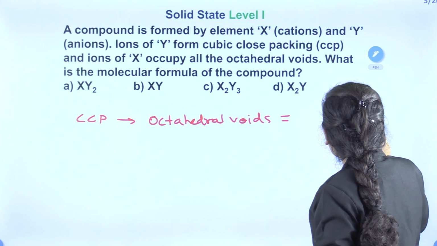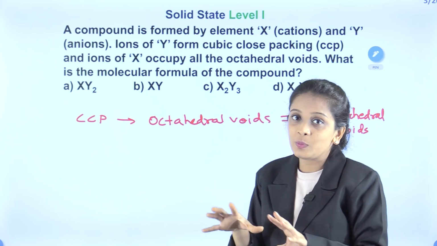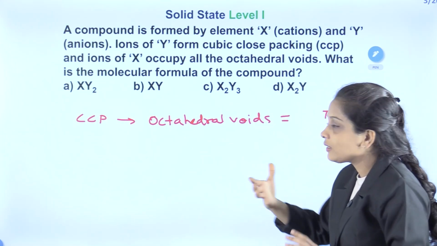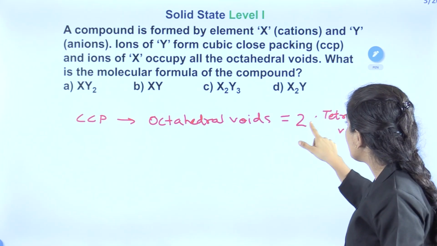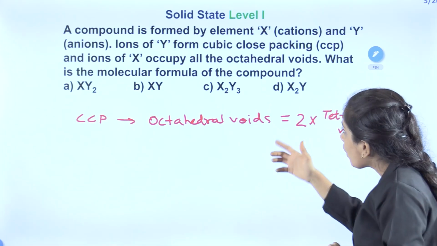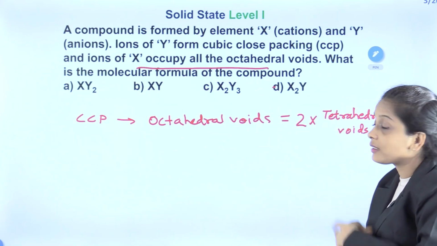If you don't know, I will suggest you to revise, to go through our video lectures based on solid state. We have specially made it for you. So always in CCP structure, tetrahedral voids are twice the number of octahedral voids. Very well, but obvious. Over here they have said X occupies octahedral void.